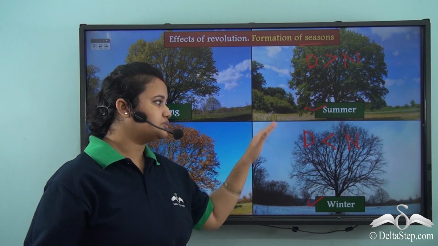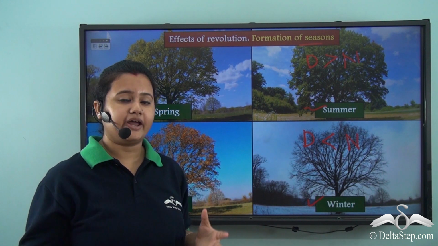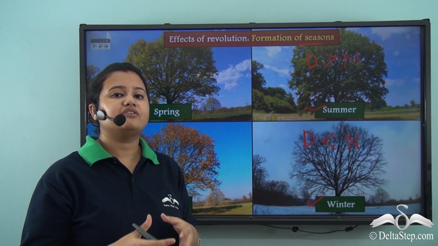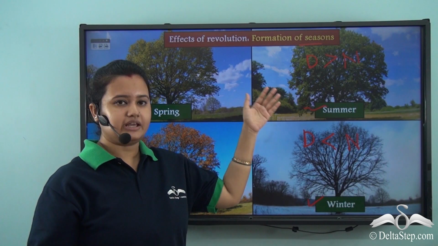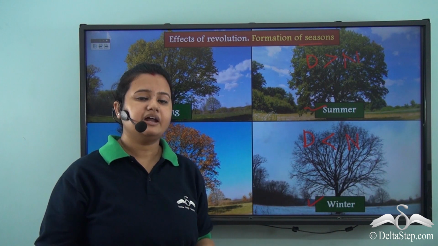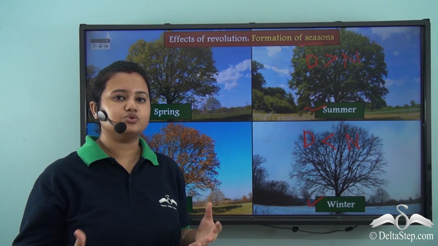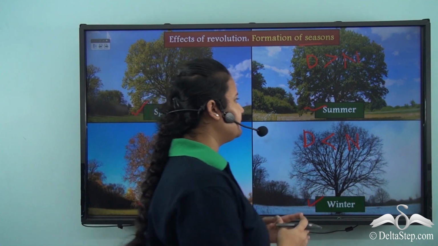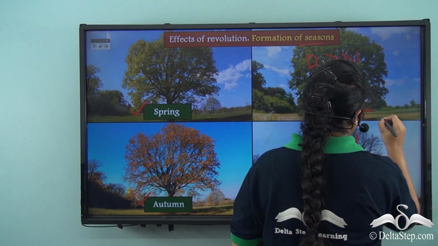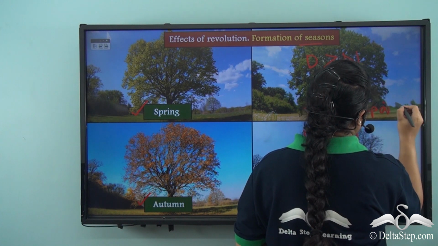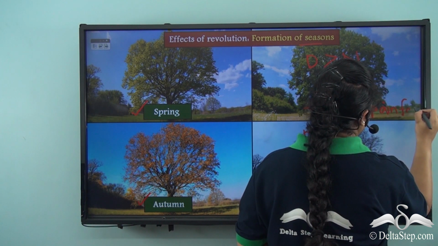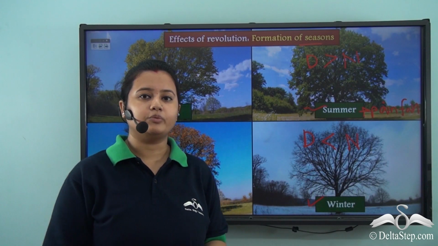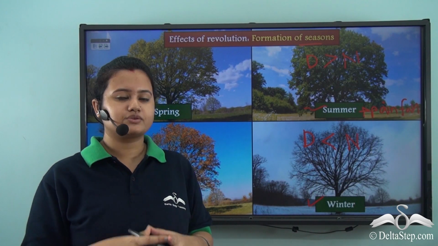Now not only the duration of days and nights vary, but the temperature also varies. During summer the average temperature is usually very high, whereas during winter the average temperature is usually very low. Now summer season is usually accompanied with heavy rainfall. So summer season is also followed by a period of monsoon season.